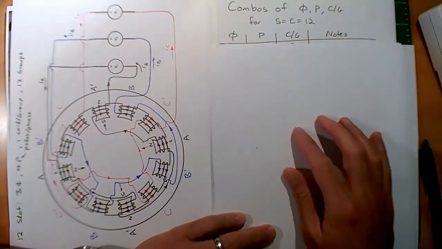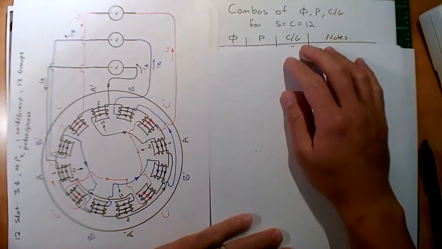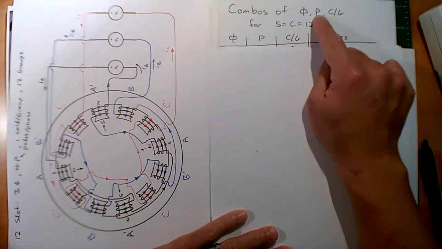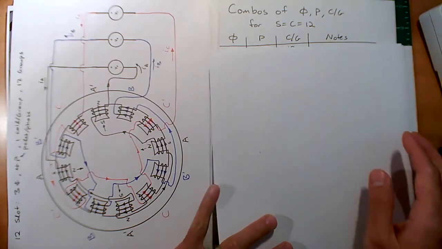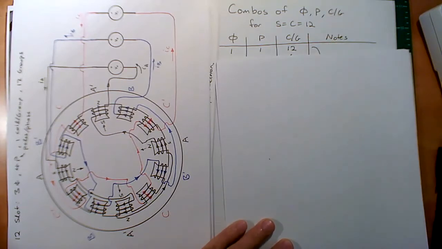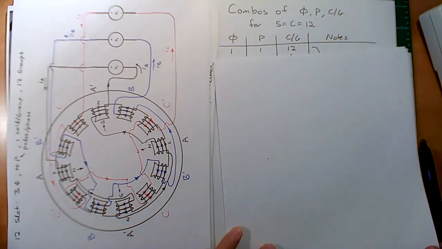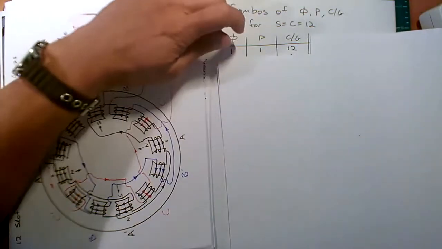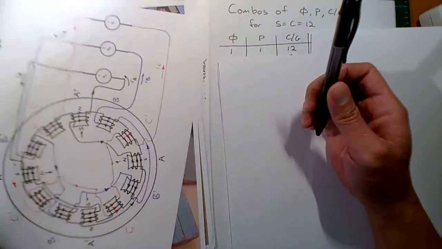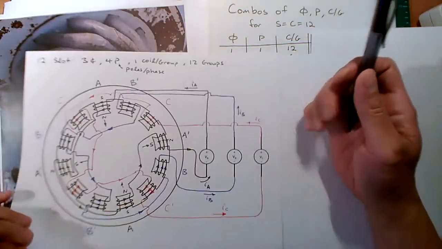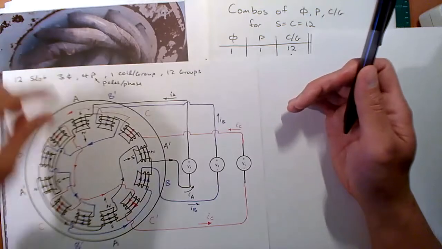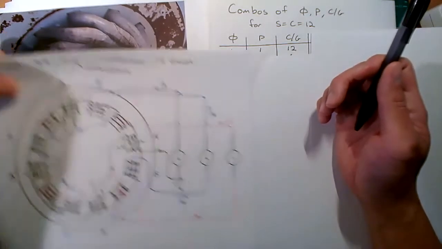All right, let's look at the last slide, which is just kind of an example of why 12 is so nice, right? What we're going to look at is combinations of the phases, the poles or poles per phase, and the coils per group. So let's say you only had one phase. Well, if you only have one phase, then you would need 12 coils per group, right? That's kind of a crazy thing to think about, right? One phase, this whole thing would be a coil in one big group. Yeah, weird.